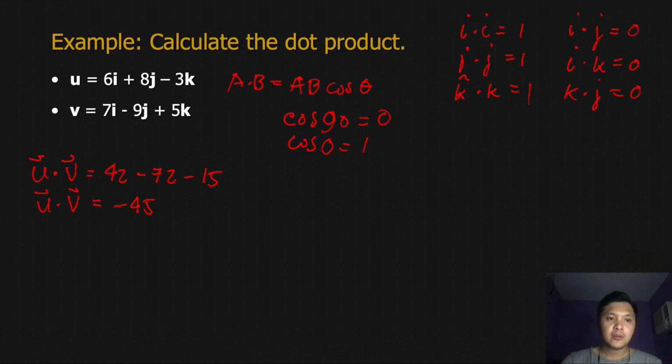Now in this case, if the dot product of two non-zero vectors is positive, then the two vectors point in the same general direction, meaning less than 90 degrees. If the dot product is negative, then the two vectors point in the opposite direction, or above 90 degrees, which is less than or equal to 180 degrees.